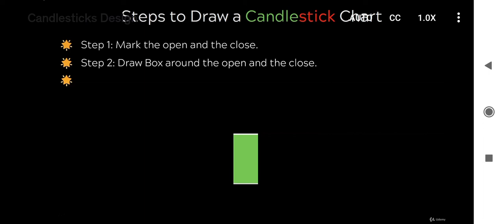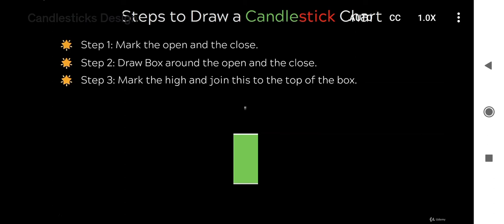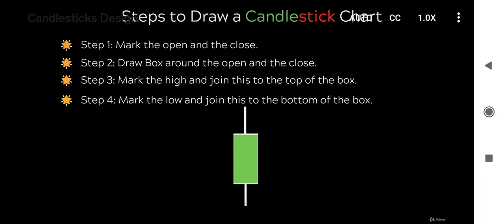In step 3, mark the high and join this to the top of the box, that is the real body. This thin line above the box is called the upper wick or the upper shadow. This you have already learned in the last slide. Finally, in step 4, mark the low and join this to the bottom of the box, that is the real body. As you have learned earlier, this thin line below the box is called the lower wick or lower shadow. So finally you get your candlestick for the given session.